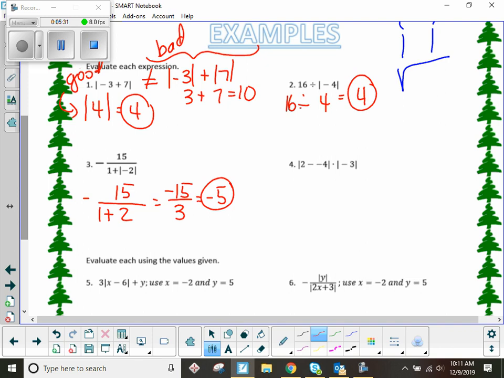Now, how many absolute values do you see on number 4? 2. Which one has math inside, the left one or the right one? The left one. So you have to do that math first. What is 2 minus negative 4? 6, right? Because that's a plus plus.